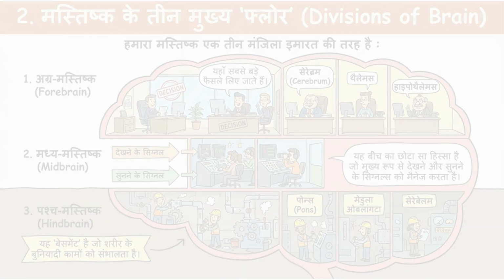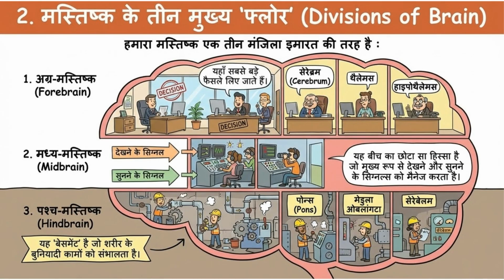The brain has three main floors. The forebrain, top floor, handles major decisions and includes the cerebrum, thalamus, and hypothalamus. The midbrain manages signals for seeing and hearing. The hindbrain, basement, handles basic functions, including the pons, medulla oblongata, and cerebellum.